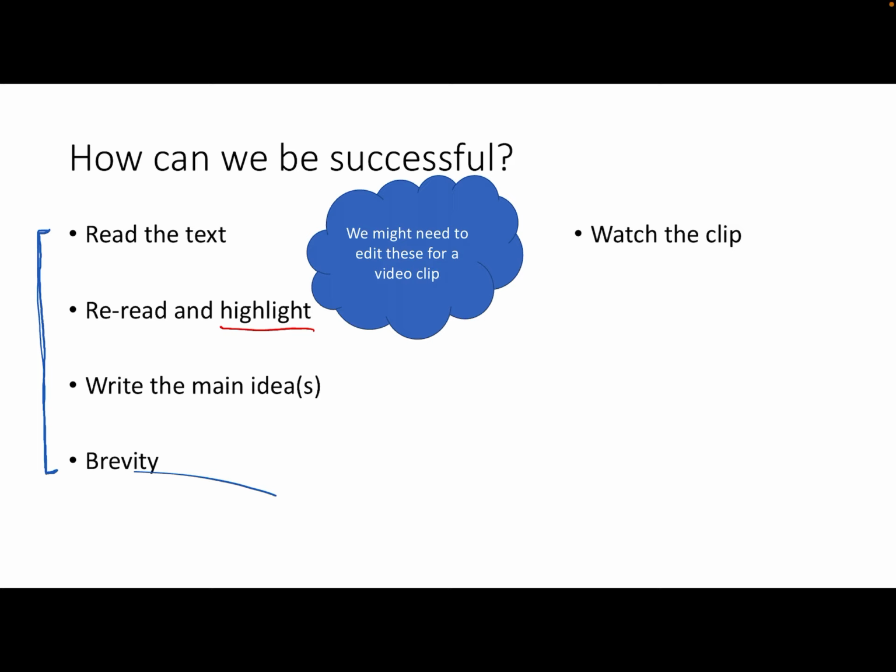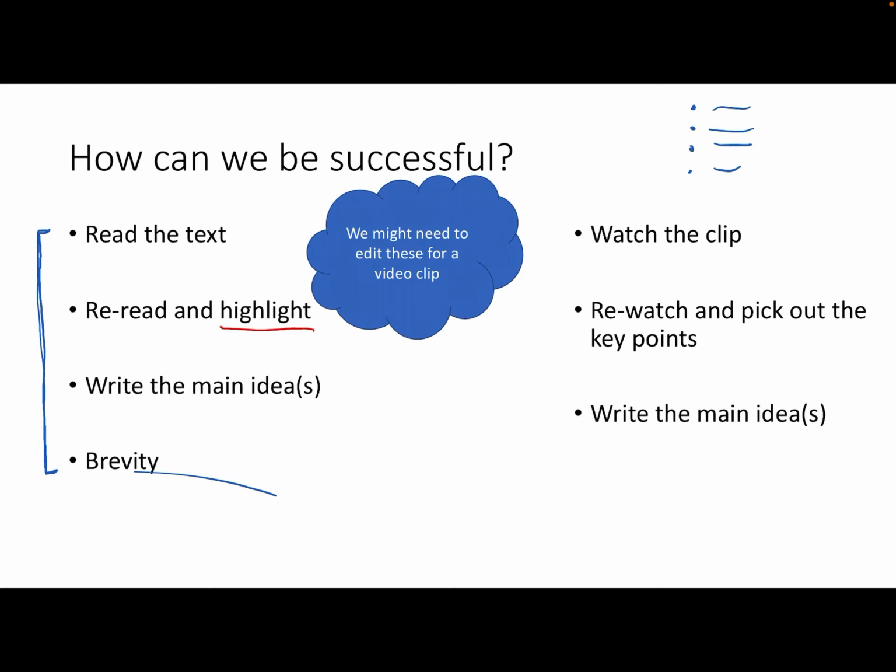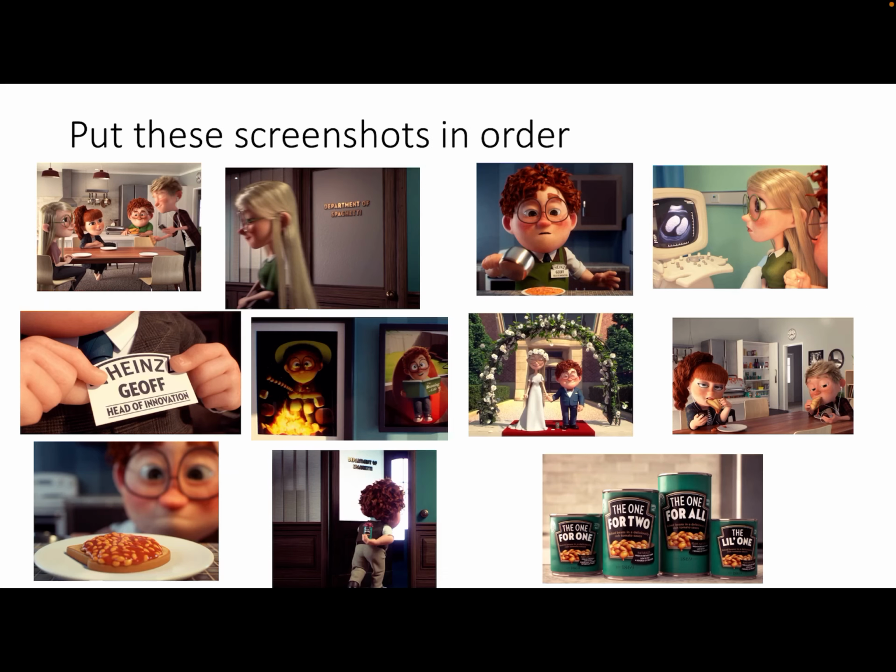So first, we might have to watch the clip. We then might have to rewatch the clip and pick out the key points. So you watch it the first time, and you watch it the second time, and you might make little bullet point notes. Those sorts of things. It might be one word, it might be a few words. Then we might write out the main ideas and remember to be really brief. Remember to only include the important bits. But this is going to involve a little bit of note taking.